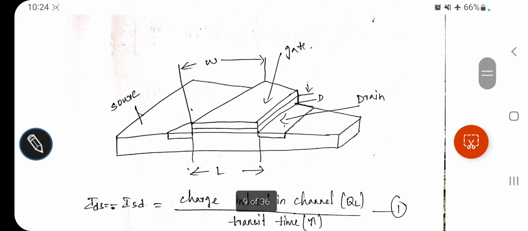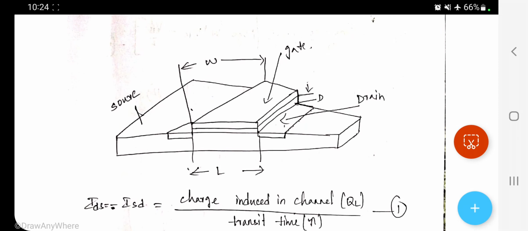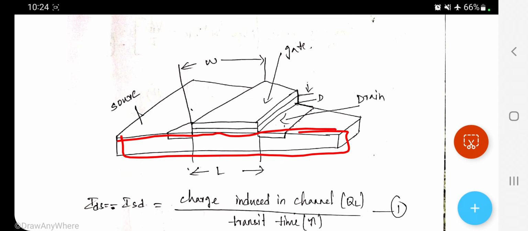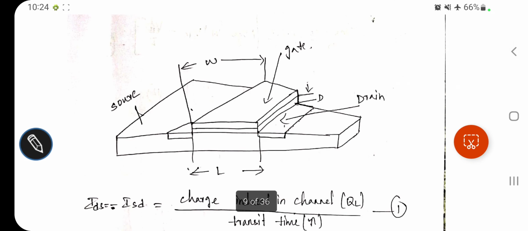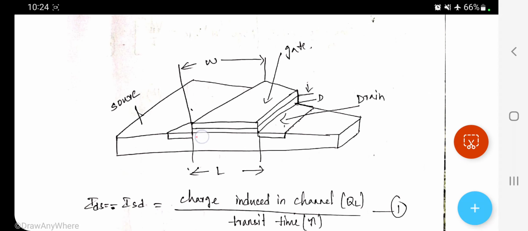Now this is the important diagram which you have to practice whenever they ask you to derive the IDS versus VDS equation for different regions of operation. You are going to draw this rectangle. This is the channel length L, and this is W, the width of the channel. This is the length of the channel.